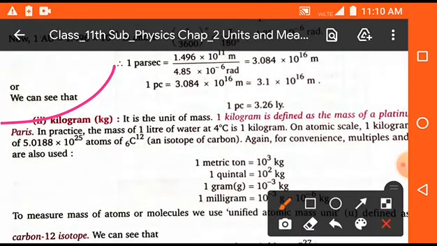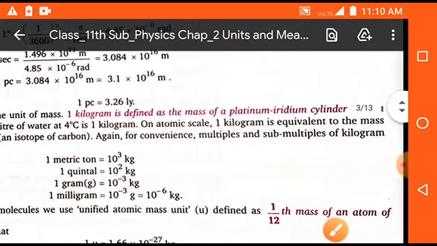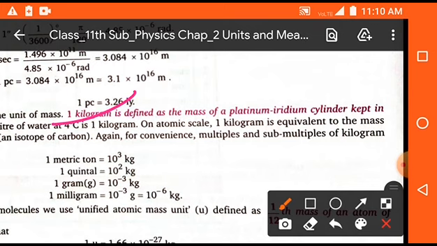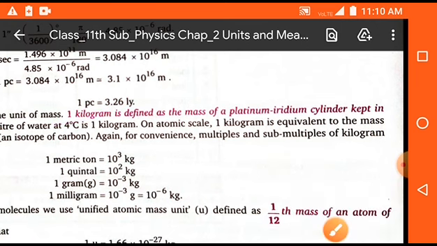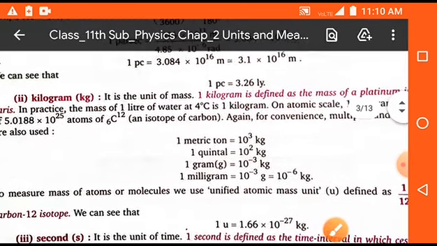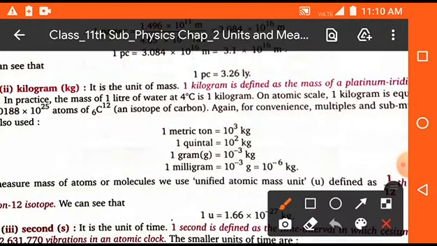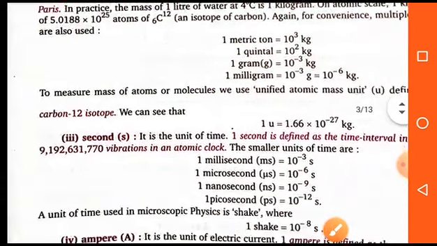Now, kilogram, it is a unit of mass, and 1 kilogram is defined as the mass of a platinum iridium cylinder kept in Paris. There are some higher units and lower units of kilogram. So 1 metric ton is equal to 10 to the power 3 kg, 1 quintal is equal to 10 to the power 2 kg, 1 gram is 10 to the power minus 3, and 1 milligram is 10 to the power minus 6 kg. Clear?